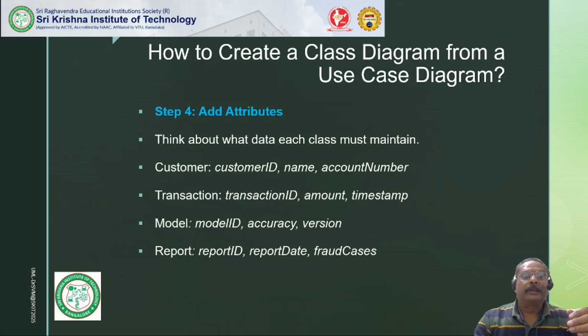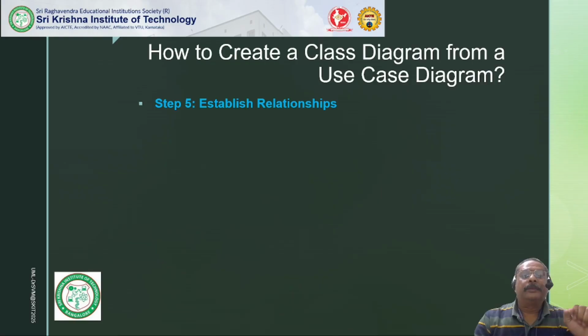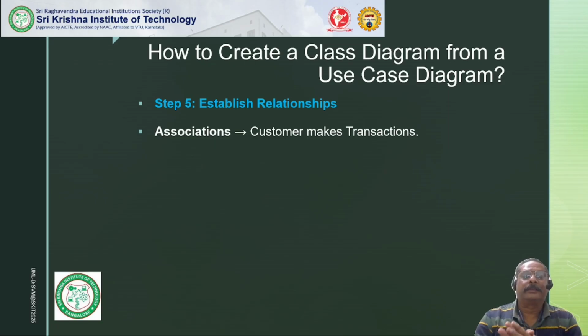If report is a class, then report ID, report date, fraud cases are the different attributes that a report class can have. Then the fifth step is to establish the relationship. We look for associations. For example, a customer makes transactions. So there is a relation between customer and transaction.